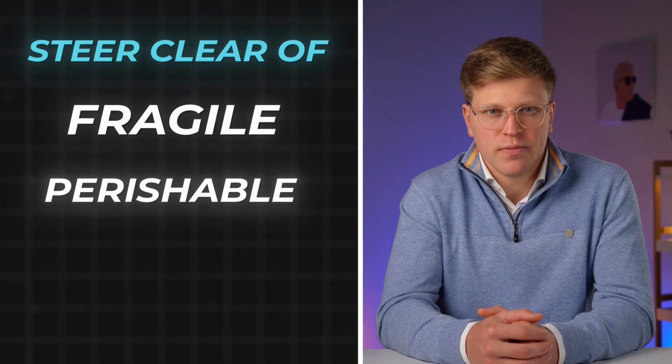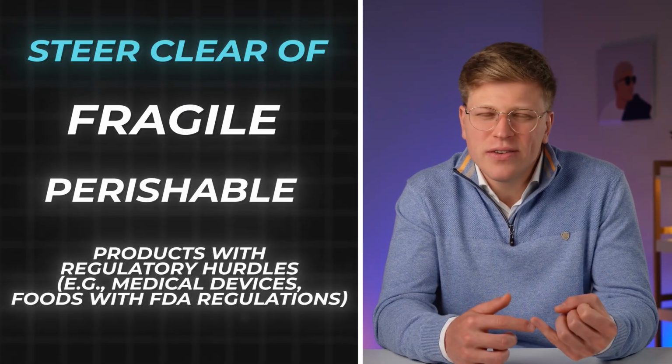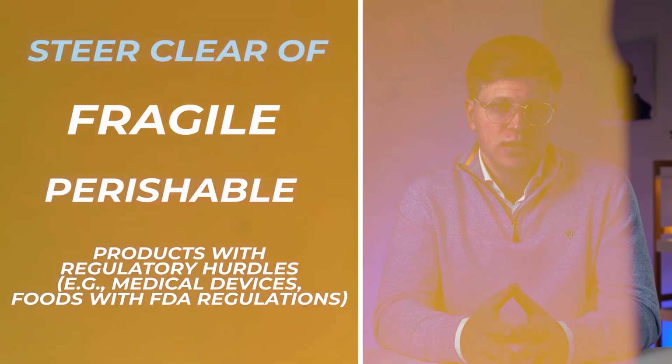Steer clear of products that are fragile or perishable. Likewise, avoid products with regulatory hurdles, e.g. medical devices, foods with FDA regulations, until you gain more experience. We want your first product to be as straightforward as possible to source, market, and sell. By establishing clear benchmarks for demand, competition, pricing, and product practicality, you will refine your search to products with the highest potential for success. Now that we know what we're looking for, it's time to use Jungle Scout's product database to find your products.